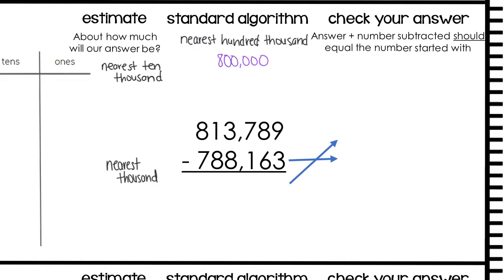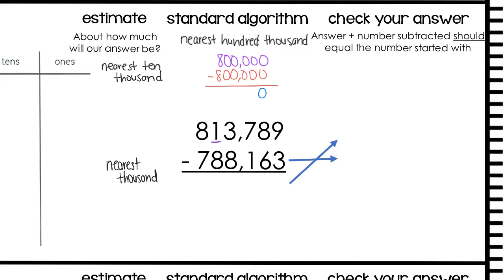Okay. If we choose to round our subtrahend, which is 788,163, to the nearest 100,000, that is over 750,000, so it would round up to 800,000 as well. Now the problem with this is that we get an answer of 0, and our answer is probably not going to be close to 0. So we're going to say, okay, let me try the 10,000s.